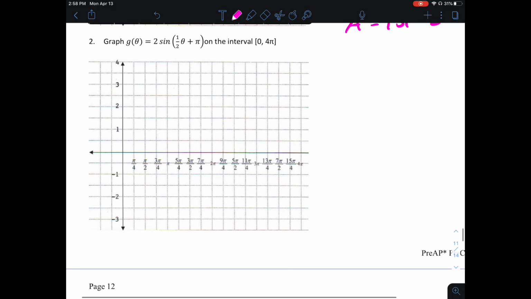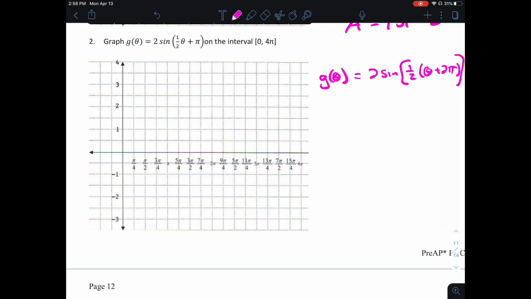Graph g of x, which is 2 times sine of the angle 1/2 theta plus pi from 0 to 4 pi. Now, I would like to change how this looks a little bit. We don't like our coefficient of theta to be a half. We want it to be 1. To do that, we're going to factor out a half. It's going to make this theta plus 2 pi.